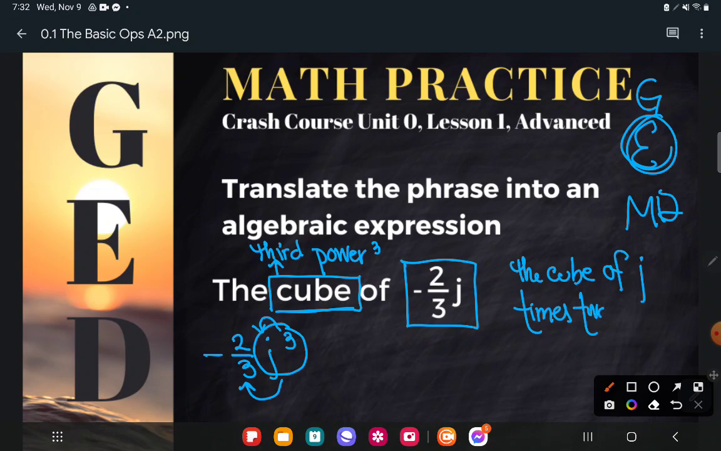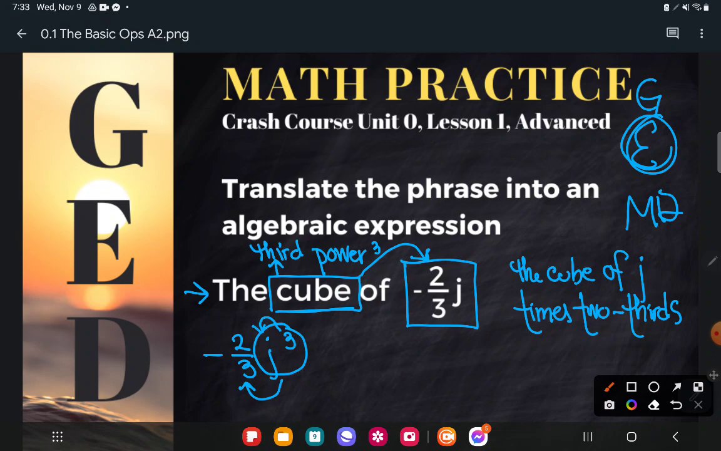That's not the only way to say that. You could also say the product of -2/3 and j cubed. There's a lot of different ways to say that, but nonetheless, it doesn't express what this phrase expresses, which is that I want you to cube this whole thing. I'm going to say that again. I want you to cube this whole thing. I want you to cube something that has operations in it already.